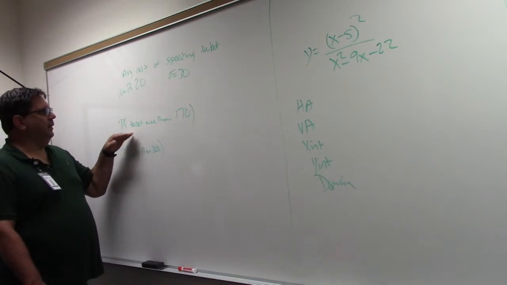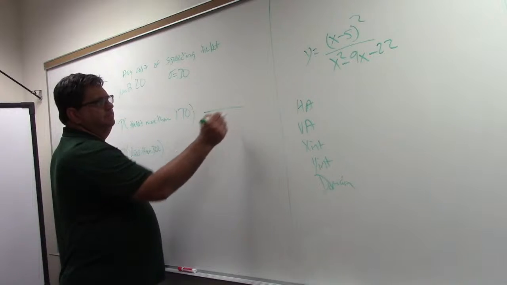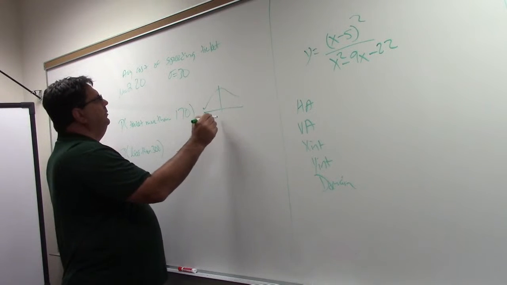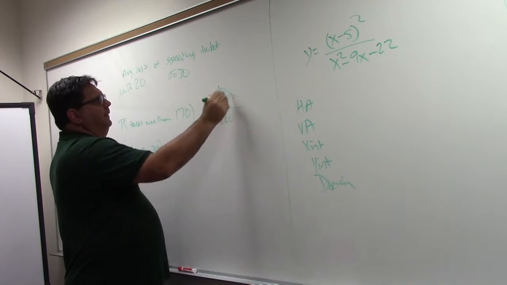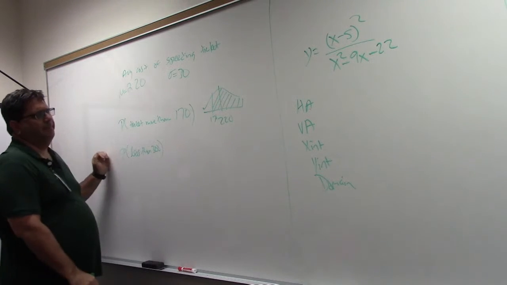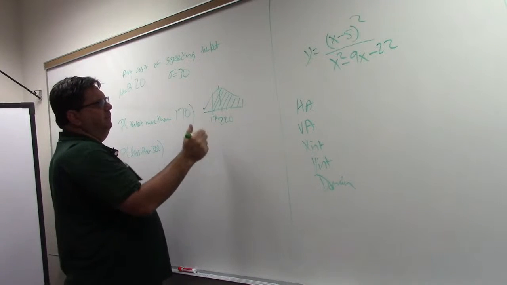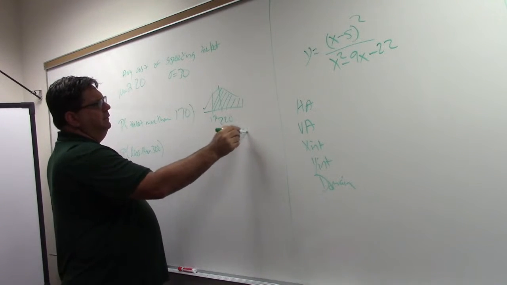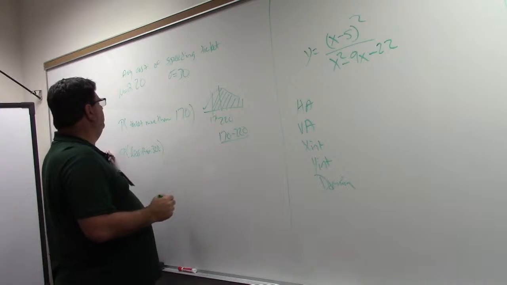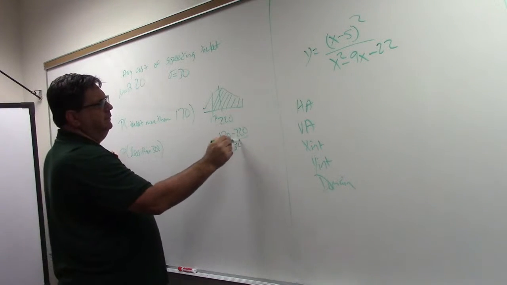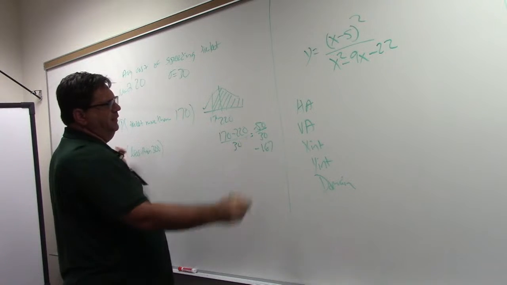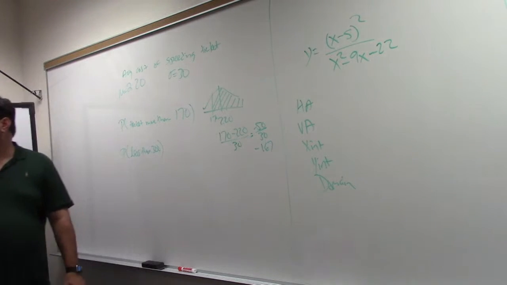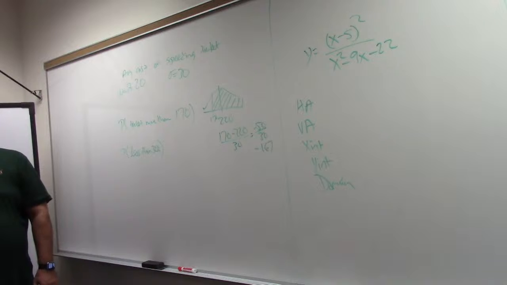Ticket costs more than 170. Lily, here we go. This is 220, this is 170. More than that. So we got 170 minus 220 divided by 30, which is negative 50 divided by 30, which is negative 1.67. Yes? Okay, so, quick question.